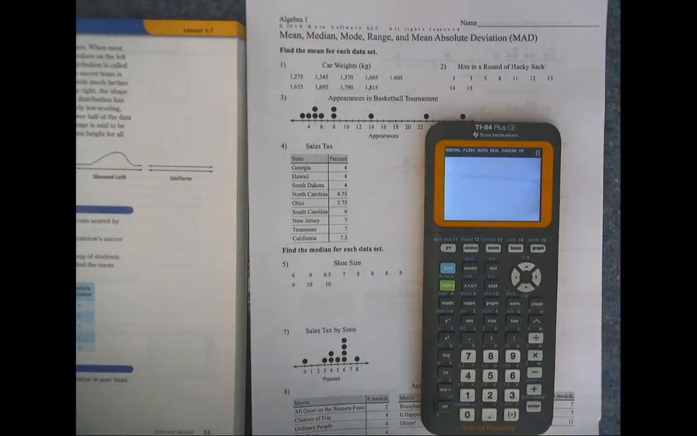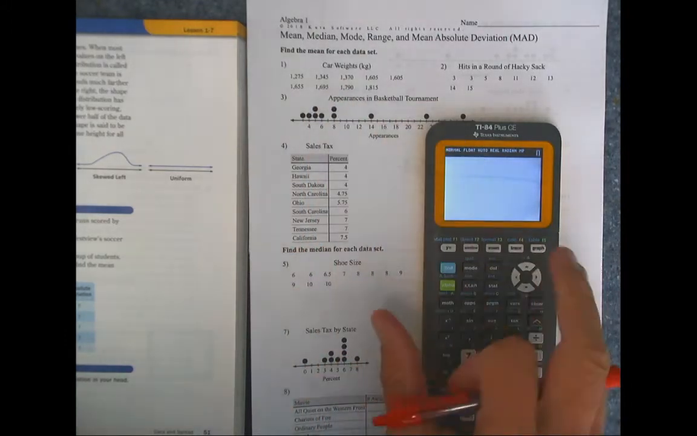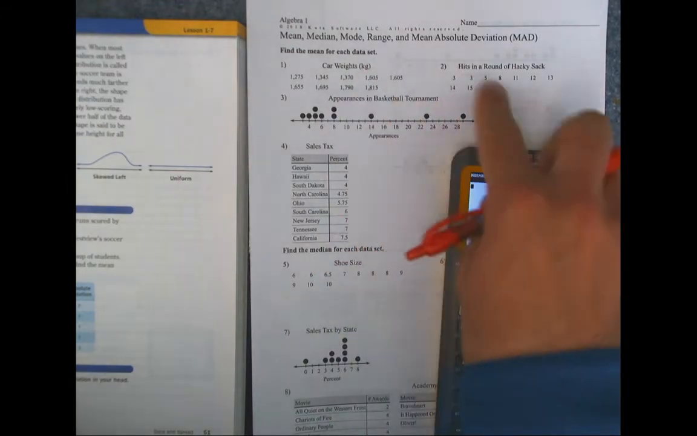This is your homework video for lesson 1-7. We've got a worksheet with mean, median, and mode, and then a couple of questions from the textbook on mean absolute deviation. Starting here on the worksheet, we're just going to be finding the mean for these first 4 questions.